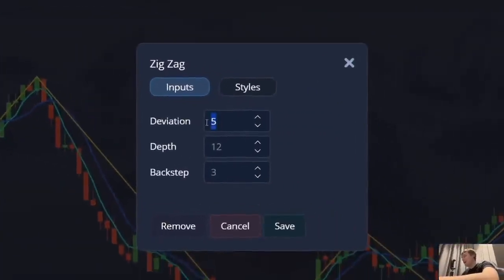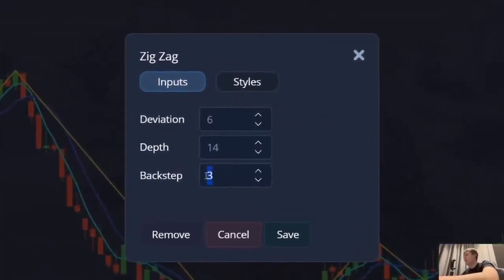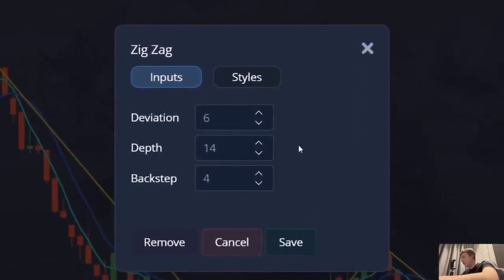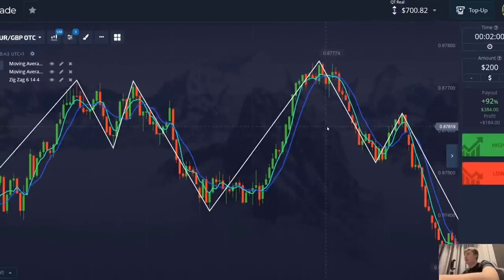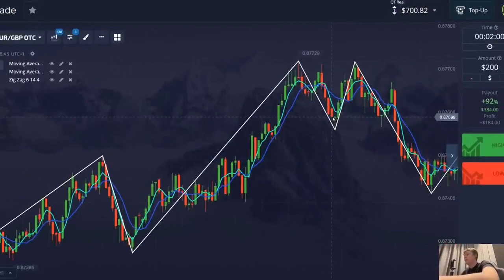In a zigzag line, I change 3 parameters. It's a 6, 14, and 4. And I also change the color to white. Now that all the indicators are set up, I can start looking for suitable situations and open my trades.